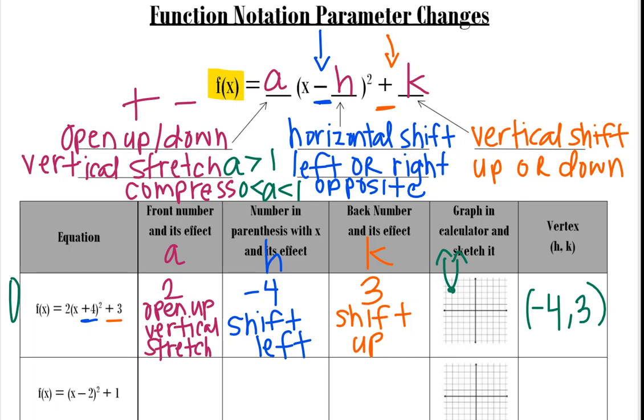Let's do the next problem. F of x equals parentheses x minus 2 close parentheses squared plus 1. In this case, it looks like there is no a value. So we know that whenever we don't see a number in front of parentheses, there is an invisible 1. So that means that my a value is 1. It is positive, so it's going to open up.